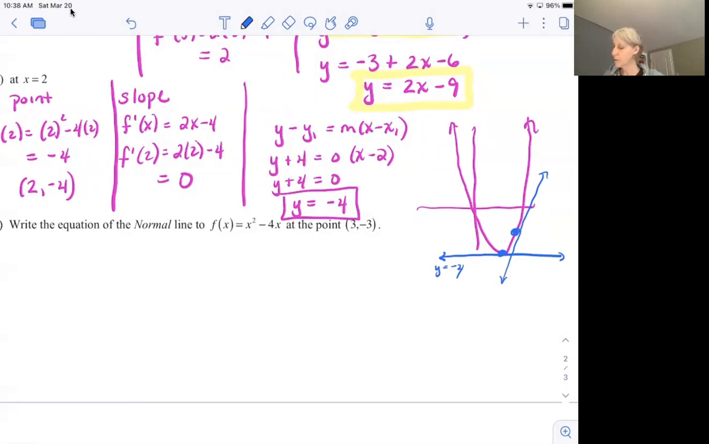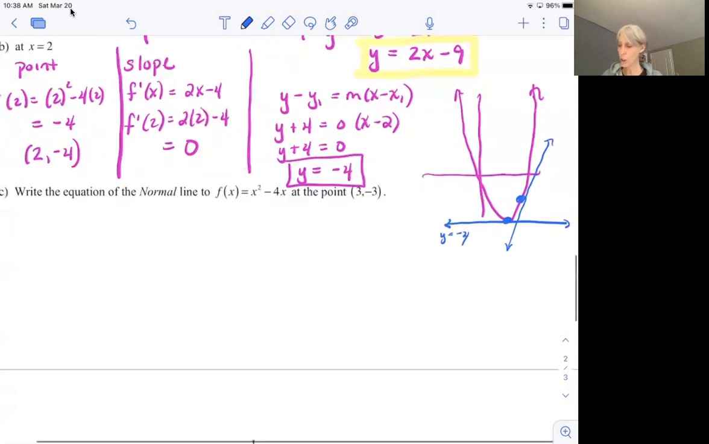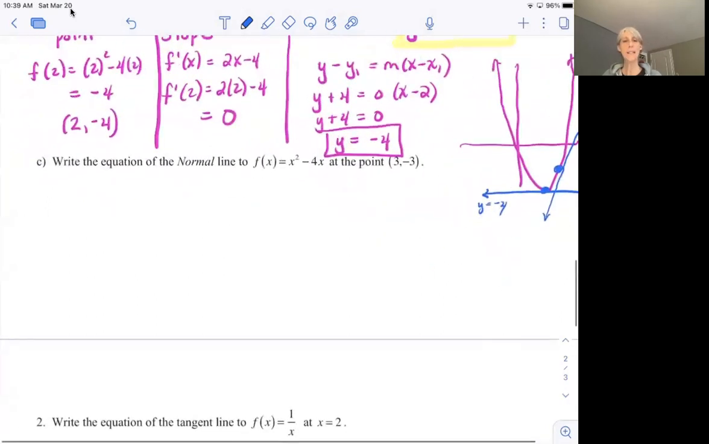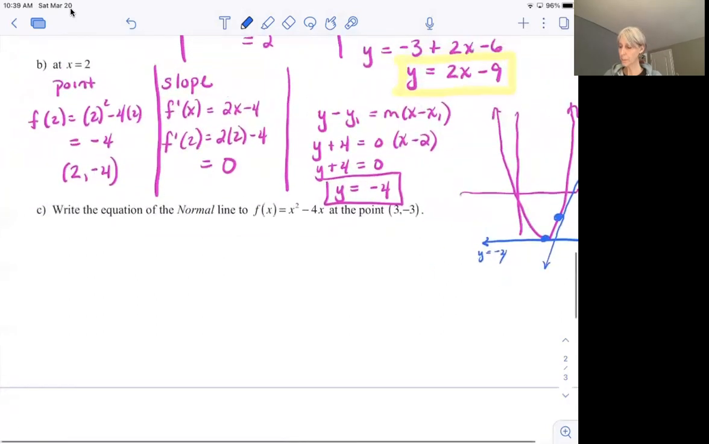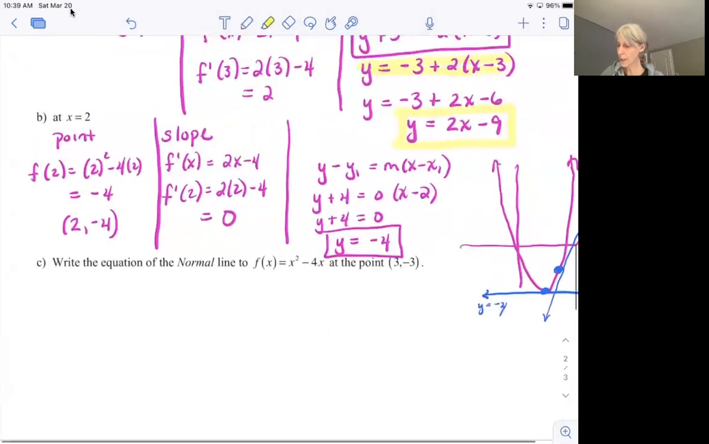We will be dealing with problems like that in the future. Today, it's just about getting the equation. Now let's look at something a little different. Another type of line you may be asked to deal with is the equation of a normal line.